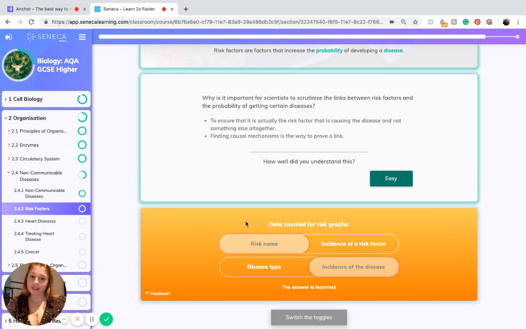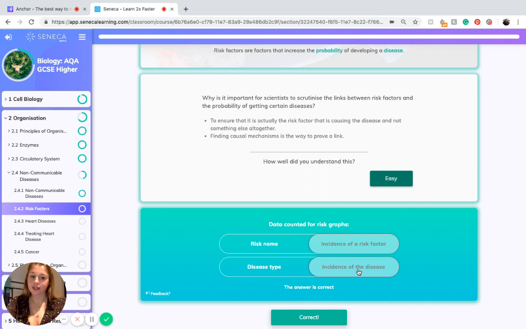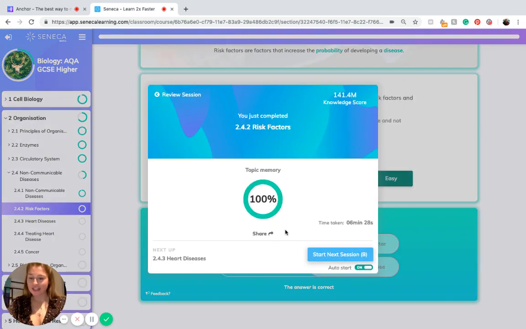So data which is counted for risk graphs are first of all the incidence of a risk factor and also the incidence of the disease. So that's everything for risk factors.